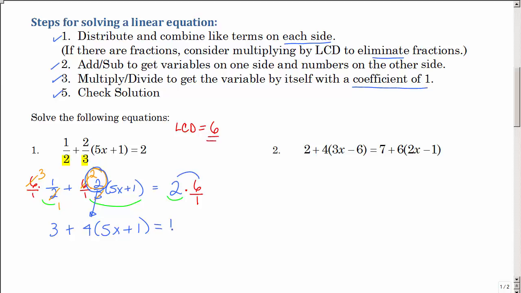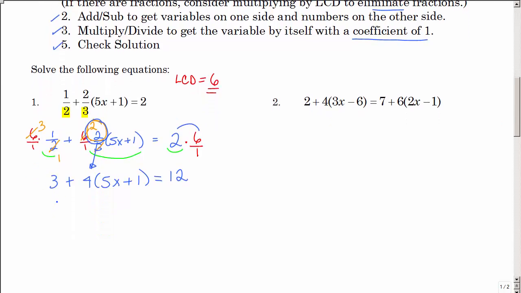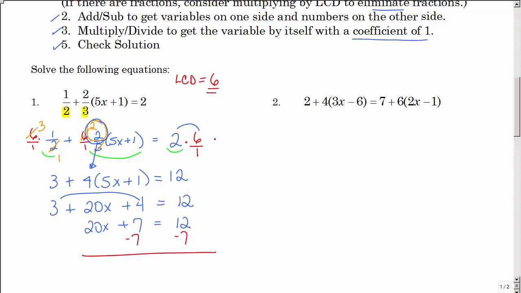Then I have 2 times 6, which is 12. All right, so I have 3 plus 20x plus 4 equals 12. 20x, add like terms. Get the x by itself, so I'm going to subtract 7.